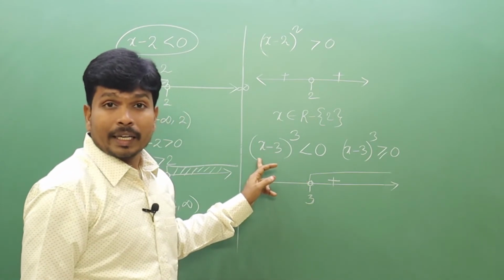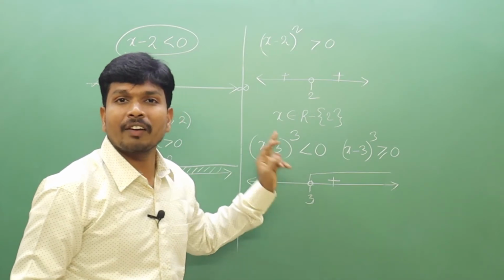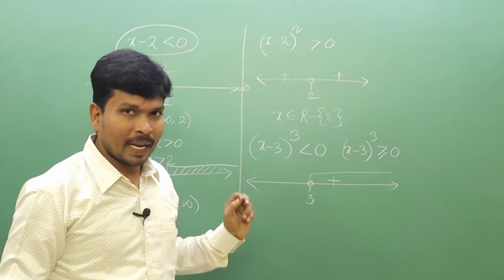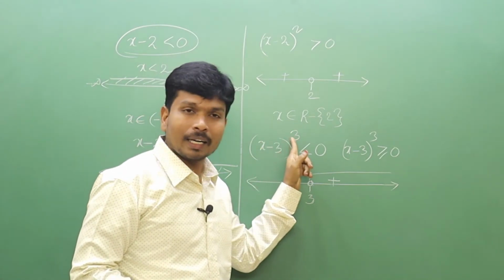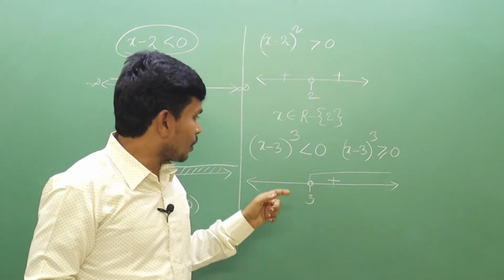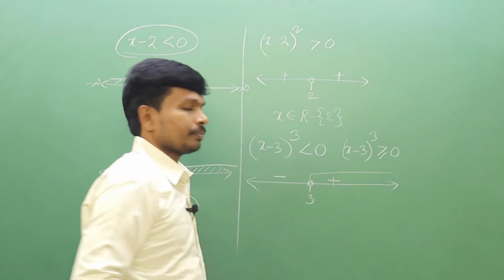Less than 3 you take, suppose 2. 2 minus 3, how much is the value? Negative. Negative whole cube is negative. Power is odd, will get negative only, no? So if you take less than 3, you are getting negative.